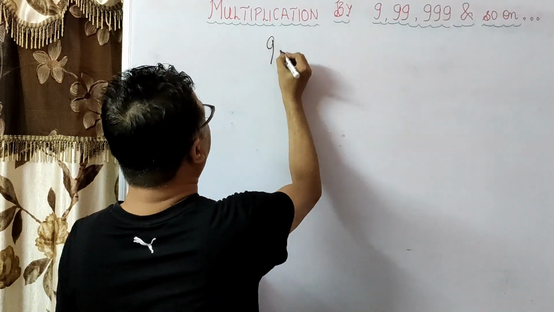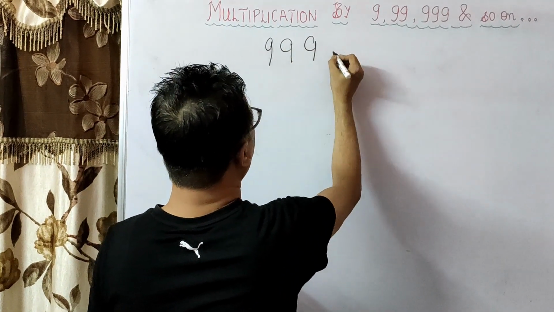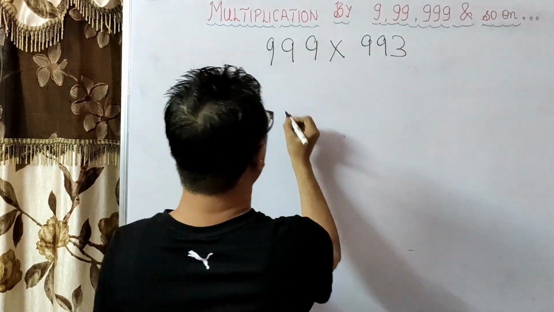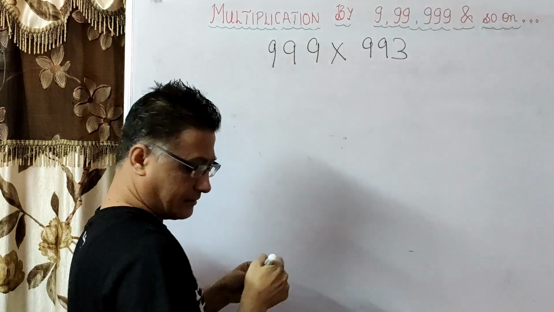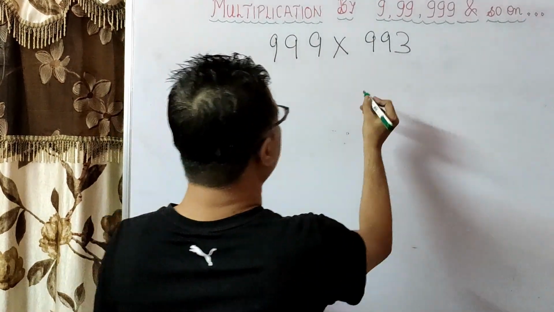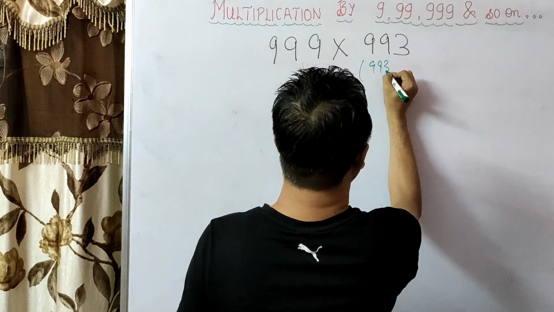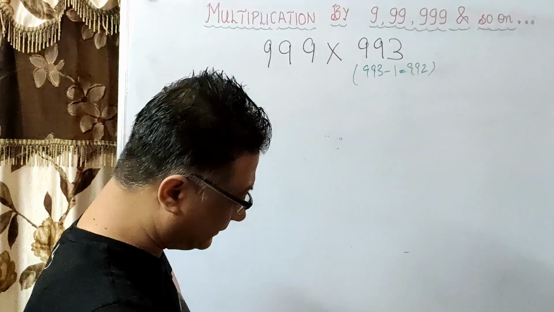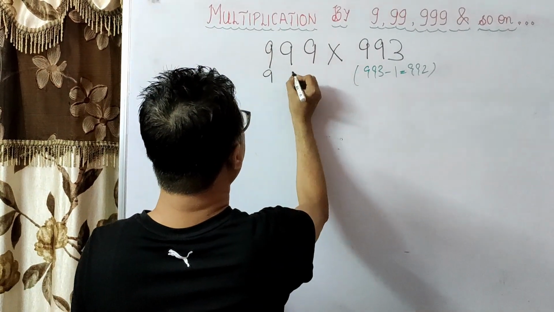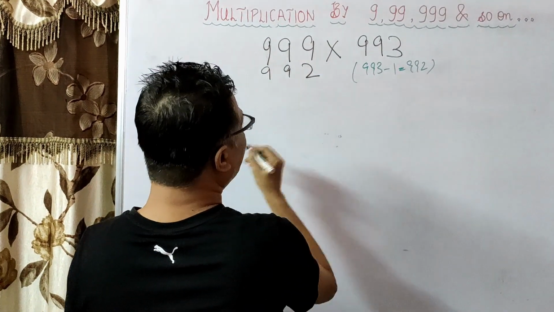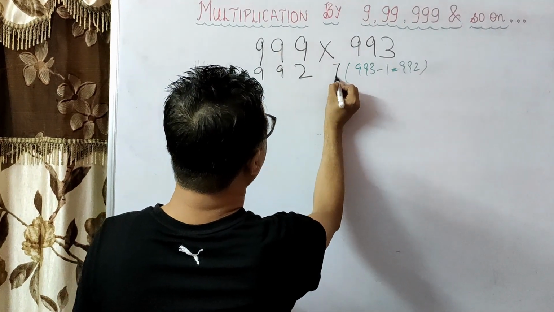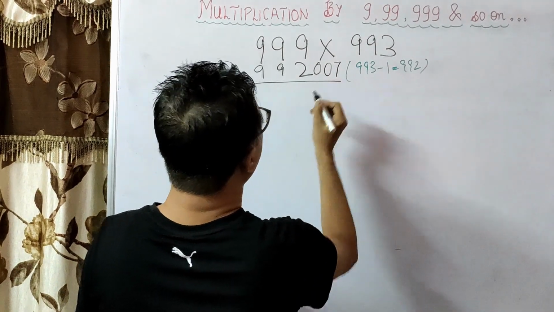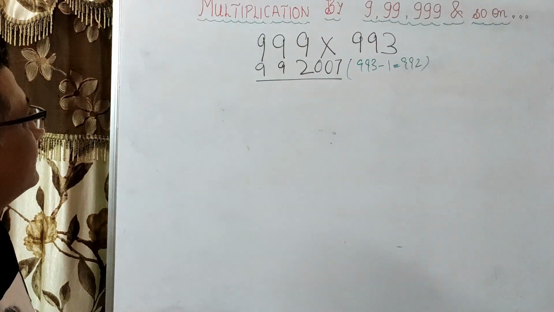If we are to multiply 999 with 993, then we'll write 993 minus 1 is what? 2. We all know that. So we will write 992 as the first part. Then 9 minus 2 is 7. 9 minus 9 is 0. 9 minus 9 is 0. So this is our answer.